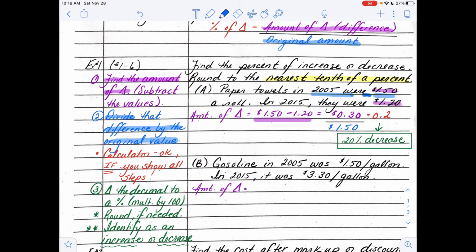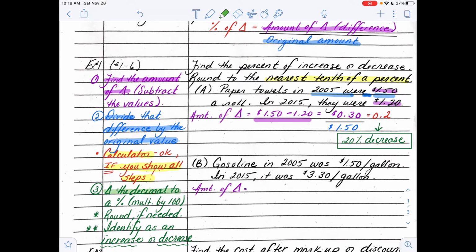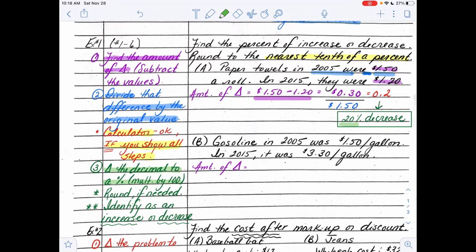Now I am telling you here, it is okay. I'm going to allow you to use a calculator as long as you've shown me all the steps so far. Did you show me the subtraction? Did you show me what you're dividing by? And if you did, then you can use a calculator and I get that 0.2. Now last step, we're going to change the decimal to a percent. Remember, that means we're just going to multiply it by 100. Or some people say, move the decimal 2 places to the right. Well, when I do that, I get 20%. Don't need to round it because it just is a nice whole number.